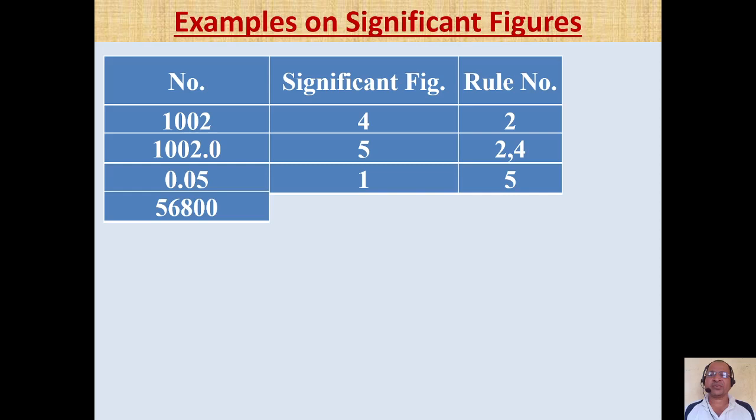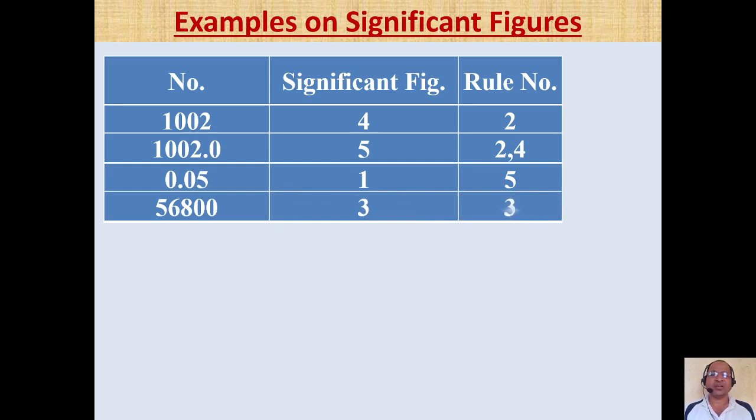Another example, it is 56800. Here 2 zeros are there which are terminal zeros but without decimal. So terminal zeros without decimal, these are not significant. So only the first 3 digits are significant figures. So this example has 3 significant figures. So we have applied rule number 3 here.